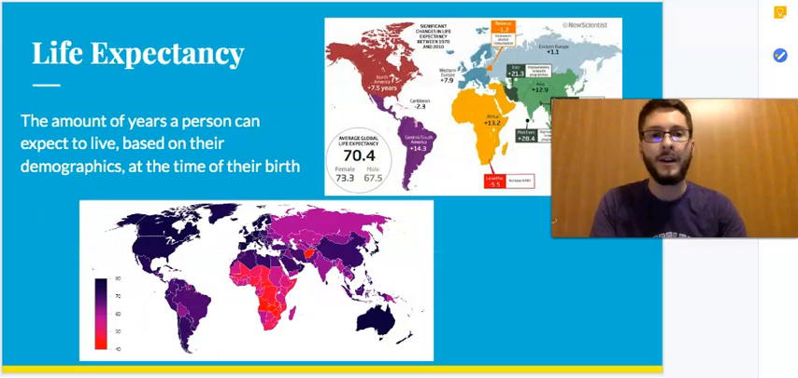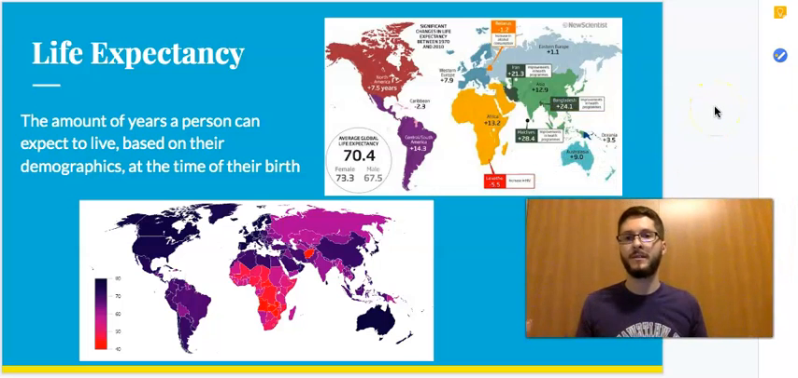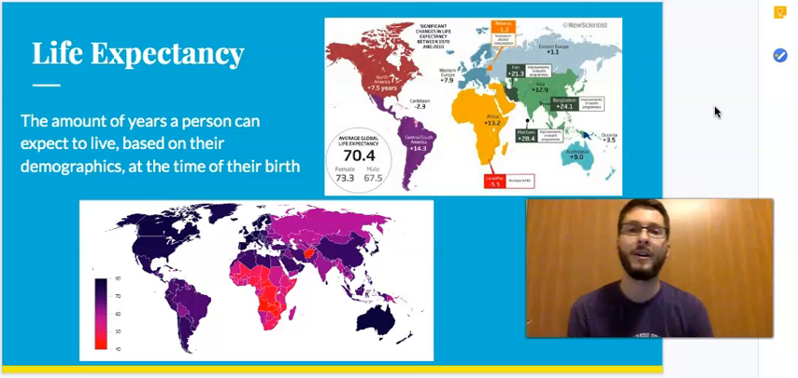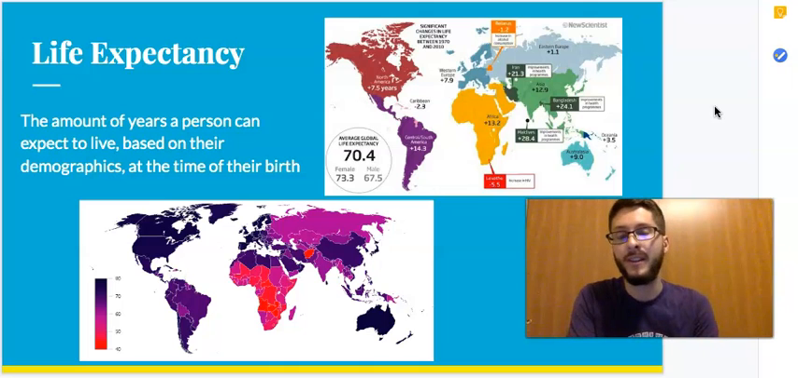And then the last one, I think this is probably the most straightforward of the statistics. It's probably the one that you're most likely to have already heard about, so I won't spend much time on it. But life expectancy, right? The amount of years a person can expect to live based on their demographics at the time of their birth. Demographics means, are you male, female? What is your race or ethnicity, right? In a lot of countries, sadly, that does play into things.